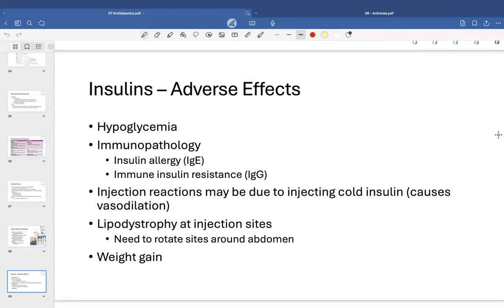Part of the pathology of certain types of diabetes, like type 1.5, for example, is an immune-mediated effect. So you have that. And then there's immune insulin resistance, where it doesn't really affect the insulin itself, but some of the target organs. So you have insulin resistance there. We get some local effects, injection site reactions, like the dystrophy, etc. And insulin, because it's kind of anabolic, will tend to cause weight gain.